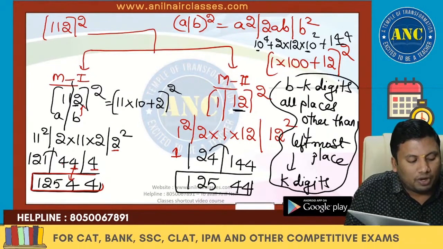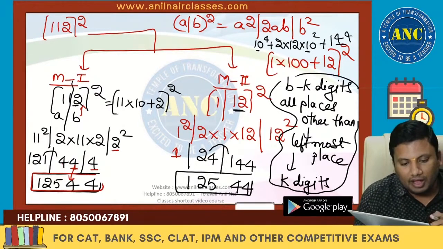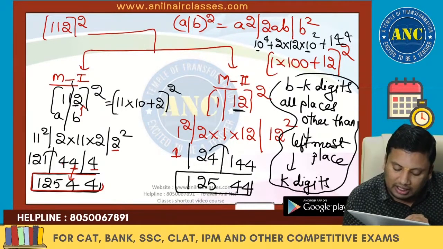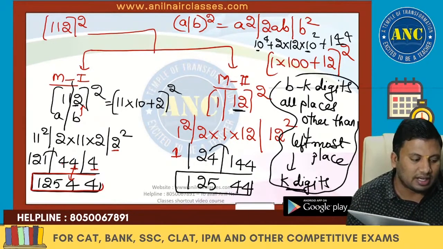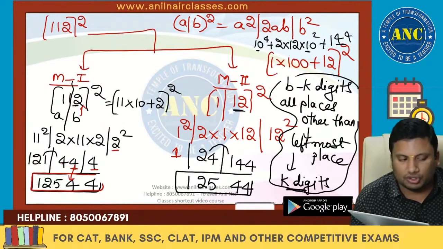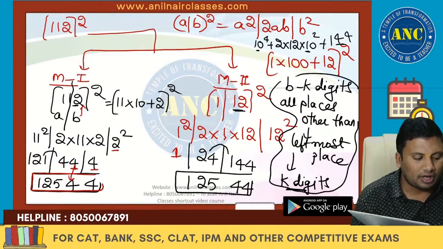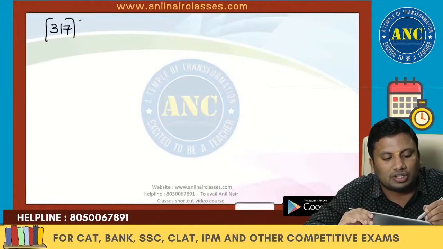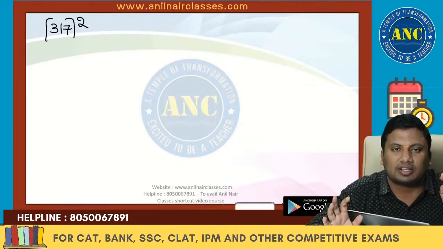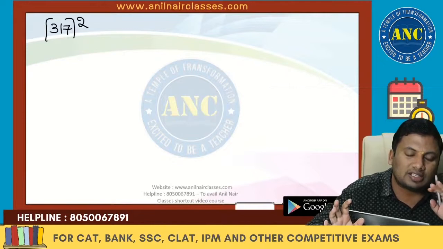Very, very important key point. If B is taking k digits, all the places other than the leftmost place will take k digits. I hope it is clear. Please do not get into any debates. Just write down in the way I am structuring the class. You yourself will understand as the class progresses.